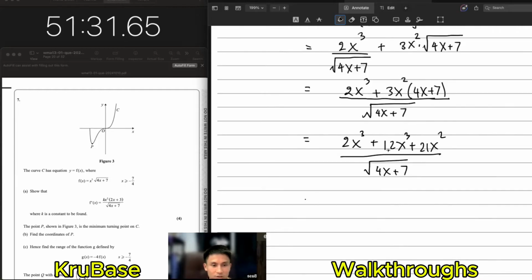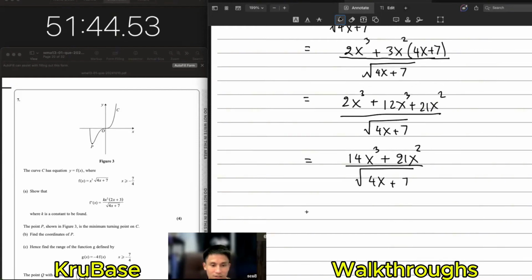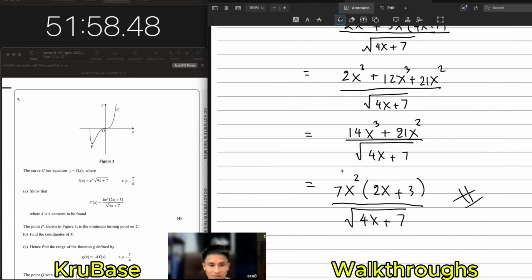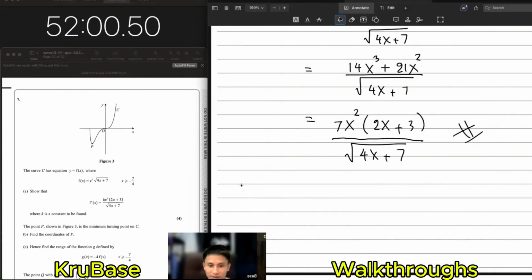Okay, so simplify that. I get 14x cubed plus 21x squared. Then you can see that 7 is a factor, and x squared is also a factor, and then we have 2x plus 3. Nice, we just got it. So this is as required, where k is a constant to be found, which is 7 here.